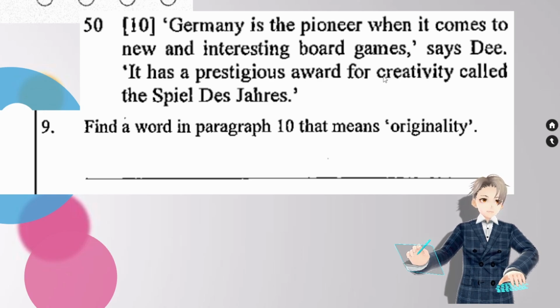So for example, if we replace pioneer with originality, "Germany is the originality when it comes to new and interesting board games." That doesn't sound right. Assuming you still have no clue after you substitute each word into those potential words, then you want to look at the suffix of the word. So in this case, ity, and then we look at another ity word, creativity, with ity. So this is actually a pretty big hint. And in this case, originality does mean creativity.